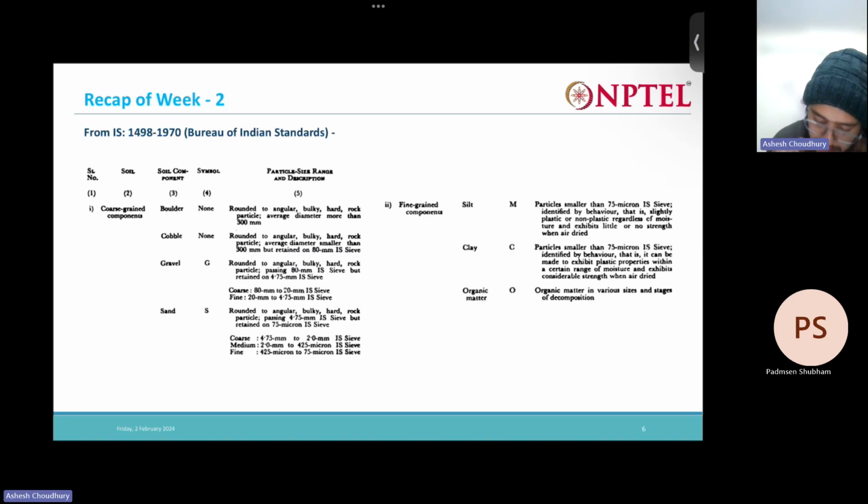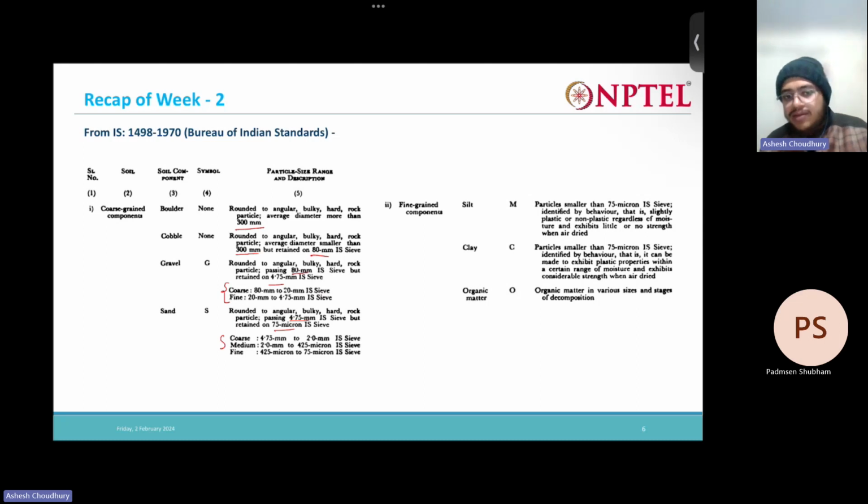Okay, so boulder is diameter greater than 300 mm. Cobble is between 80 and 300 mm. Gravel is between 4.75 and 80 mm. Gravel is then again divided into two parts, you can see here. Then we have sand. Sand is greater than 75 micron and less than 4.75 mm. Sand is again classified here.